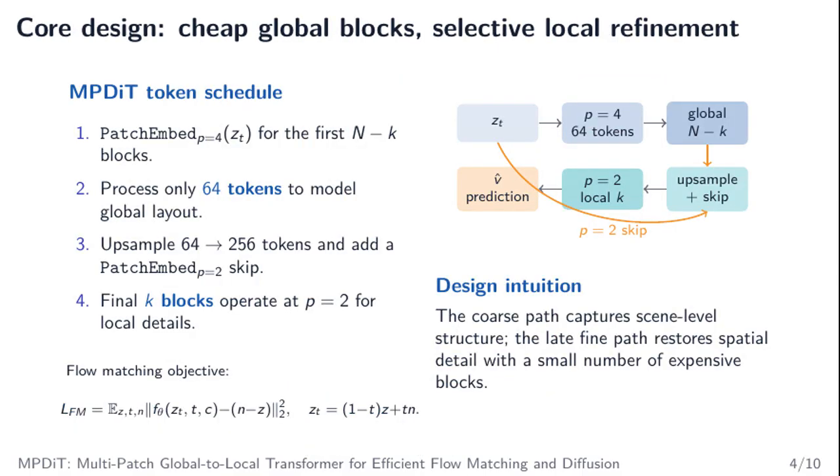Now let us look more closely at the core design. MPDiT has two stages. In the first stage, it uses large patches with p equal 4. This produces a compact token sequence, so attention is much cheaper. In the second stage, it uses small patches with p equal 2. This gives the model access to fine spatial detail near the end of the network. For the default setting, most blocks are global blocks, and only k equals 6 blocks are local blocks. Importantly, the training objective does not change. The model still uses the standard flow matching objective. So the efficiency improvement comes mainly from the architecture, not from changing the loss.